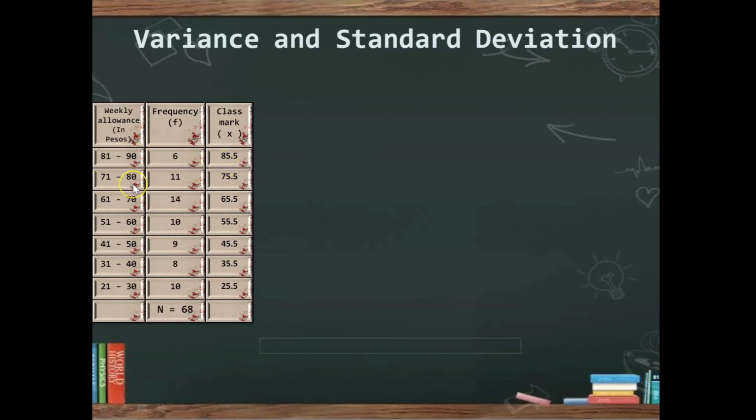71 plus 80 divided by 2 is 75.5. 61 plus 70 divided by 2 is equal to 65.5. 51 plus 60 divided by 2 is equal to 55.5. 41 plus 50 divided by 2 is equal to 45.5. 31 plus 40 divided by 2 is 35.5. 21 plus 30 divided by 2 is 25.5.